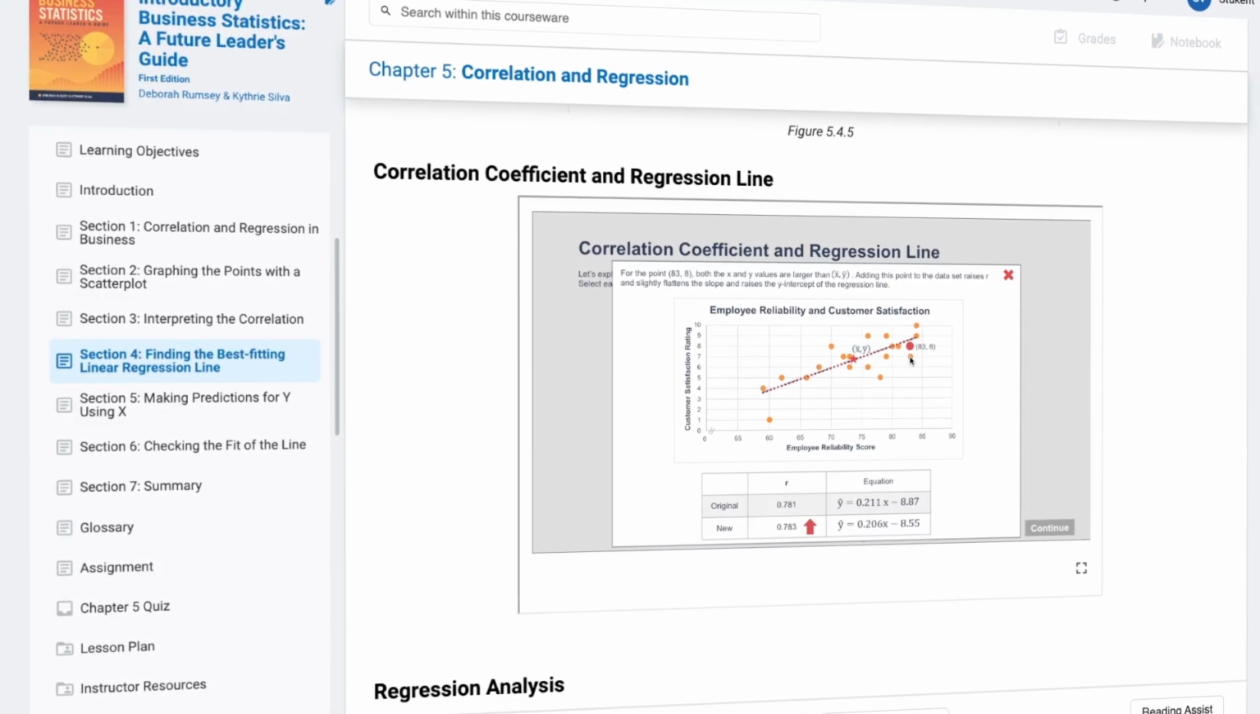So we have an interaction where they can click on different data points, and it shows them how it can change the regression line. Again, just trying to help them have a deeper understanding of what a scatter plot and then a correlation line are, and how those things can change based on your data or outliers or influential points and things like that.